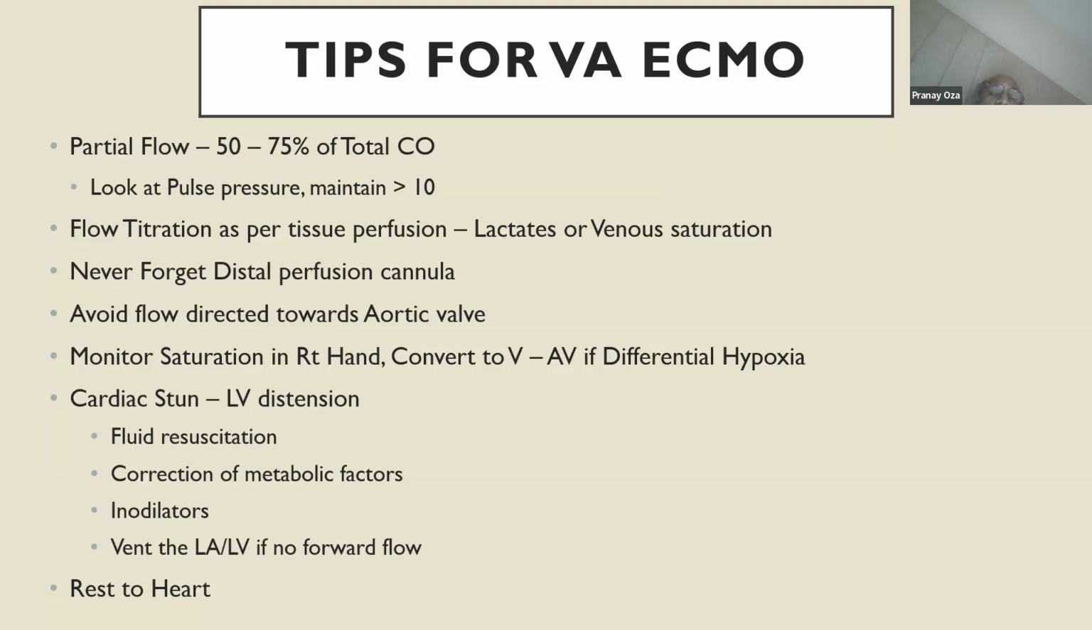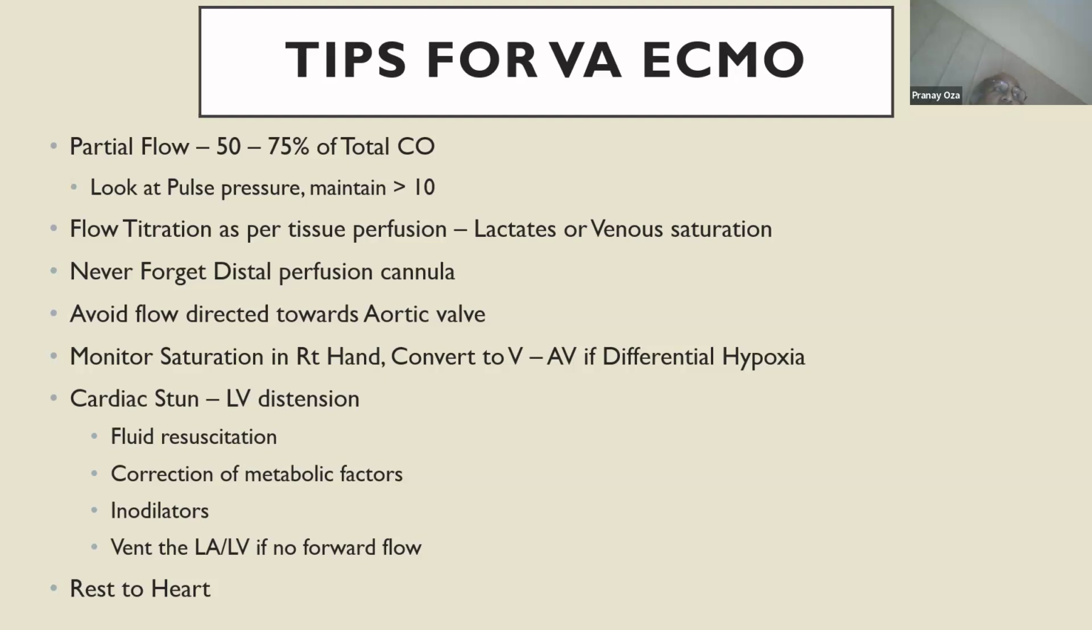VA ECMO, always give partial support. Don't go full support. Give only 50 to 75% of the total cardiac output support. Please look at the pulse pressure and maintain the pulse pressure more than 10. Flow titration as per the tissue perfusion. Don't get carried away only by the mean arterial pressure. Go by tissue perfusion. Do not forget the distal perfusion cannulas. Always keep that in mind. Don't let the flow be directed towards the aortic valve because that can damage the aortic valve.